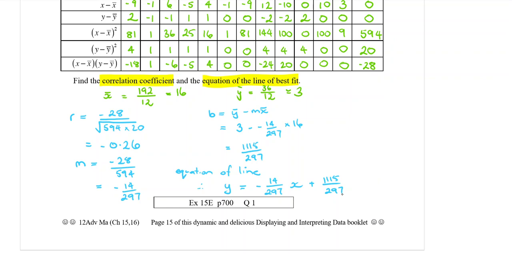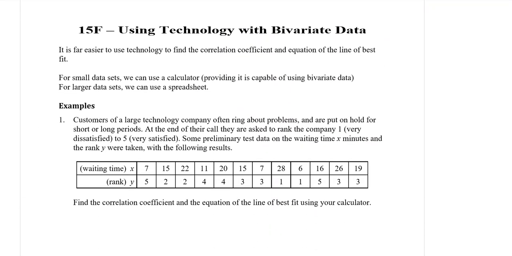On the next exercise, it says using technology with bivariate data. It says it is far easier to use technology to find the correlation coefficient and the equation of the line of best fit. For smaller data sets we can use a calculator, providing that the calculator is capable, and our calculator is definitely capable. For larger data sets we would use a spreadsheet, but that is not something that I could give you on a test or the HSC exam, so that is not something that we're really going to need to practice.